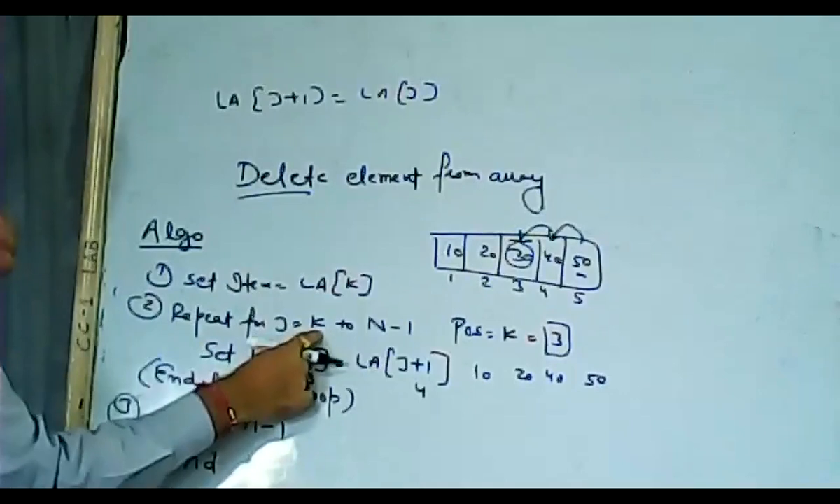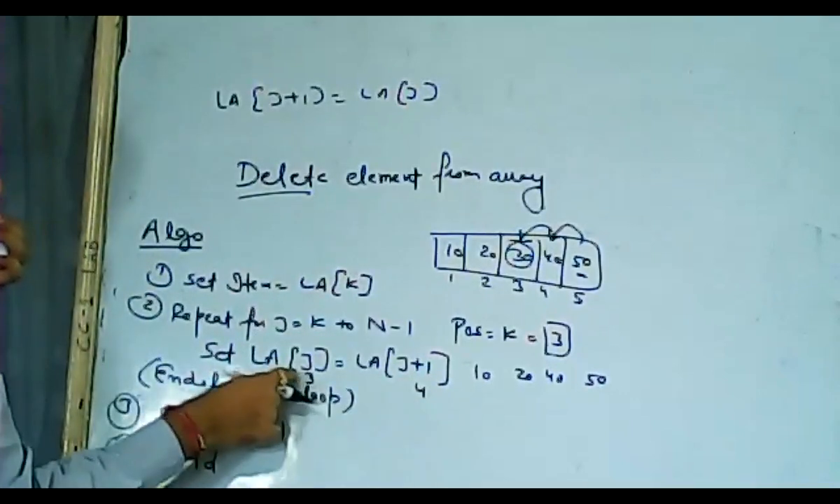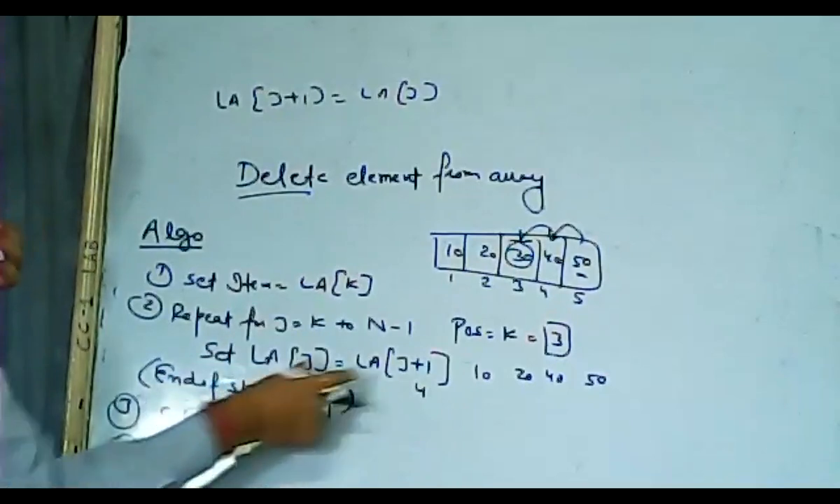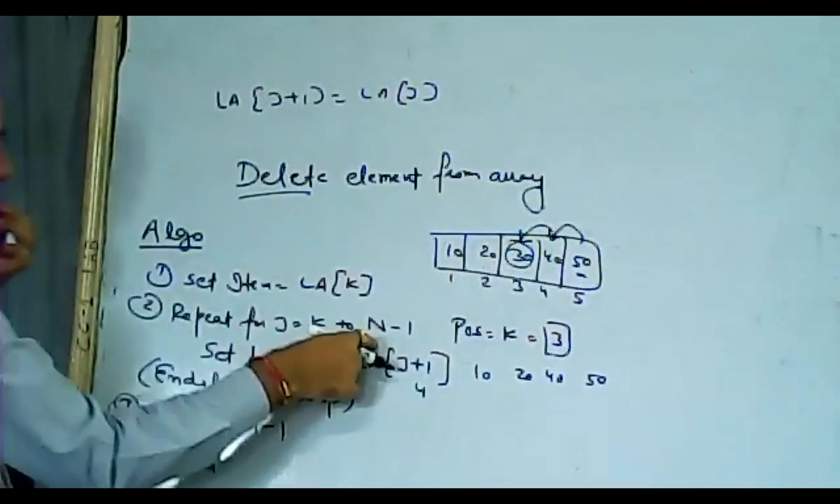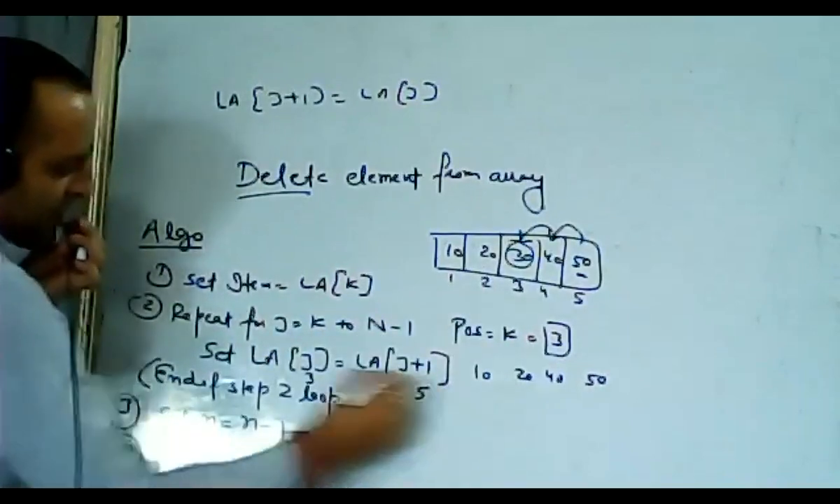पोजीशन से एलिमेंट निकाला. K is 3, 3 plus 1, फोर्थ एलिमेंट कहां जाएगा? J की वैल्यू 3 है तो फोर्थ एलिमेंट को थर्ड में लाएंगे. फिर वो आगे बढ़ेगा. K is 4, 4 plus 1, फिफ्थ एलिमेंट को कहां डालेंगे? Fourth में.